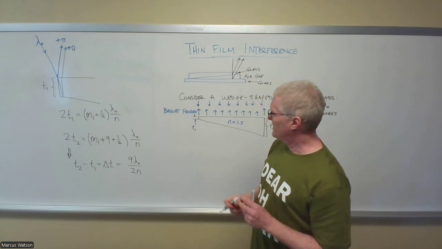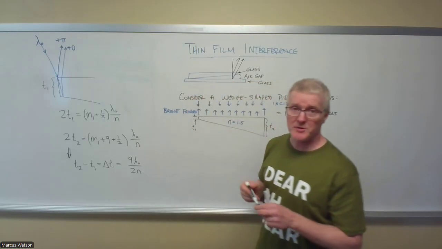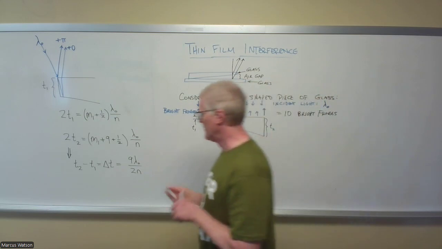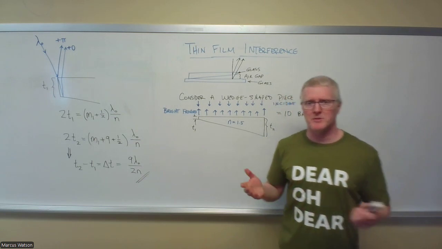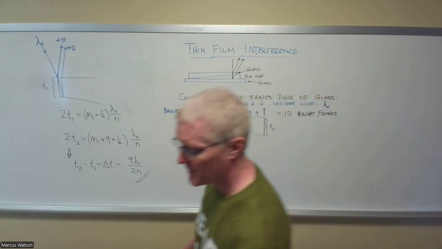Now, if we knew what the incoming light was and we knew the index of glass, we'd be able to put numbers in and find that. But we'll leave that for now. This is good enough because we can make up numbers, but that's not really the point here. All right.